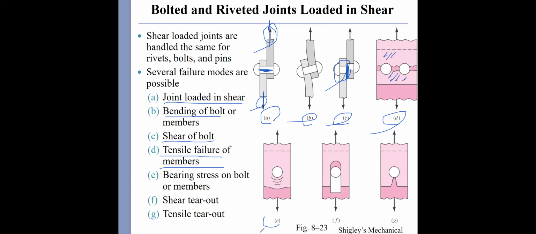Figure E represents the bearing stresses on the member, so it's already deformed. F represents the shear tear out of the members. And figure G represents the tensile tear out, so one member is already broken.